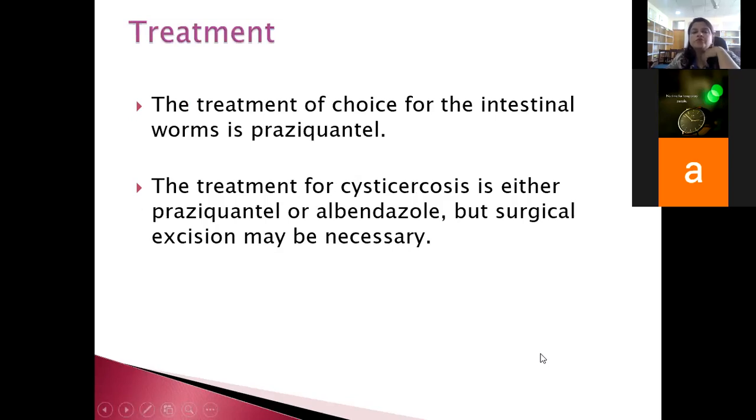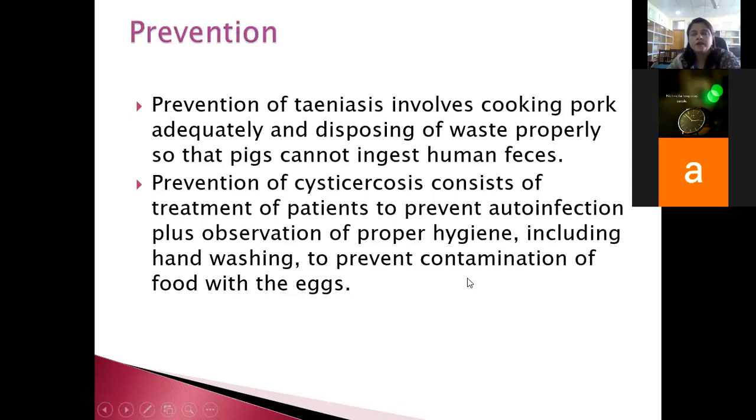How do we treat? The treatment of cysticercosis is either praziquantel or albendazole; if not available, praziquantel. But surgical excision may be necessary in the muscle tissue or the brain.